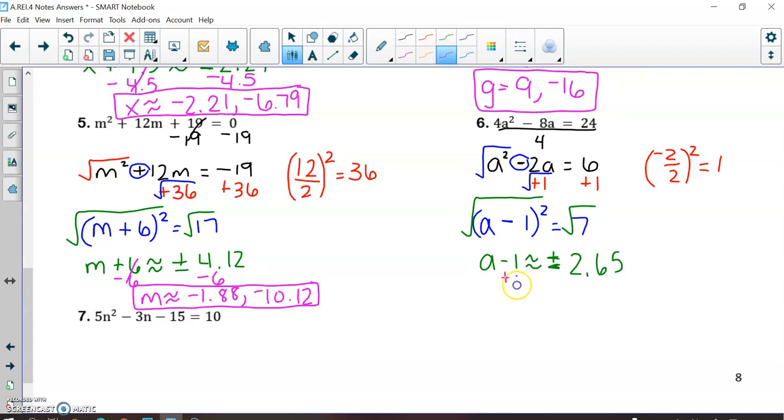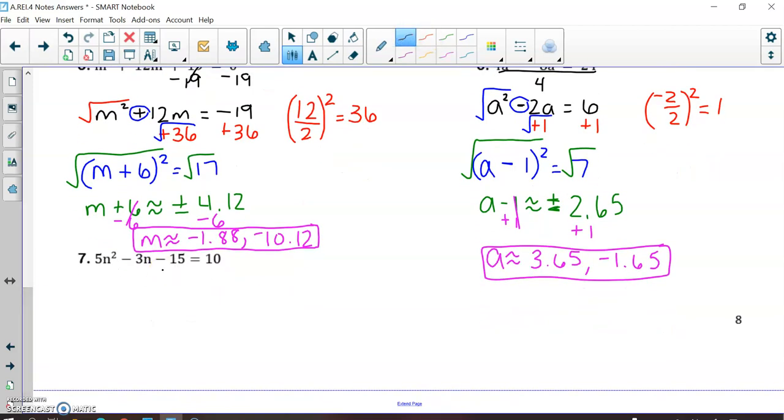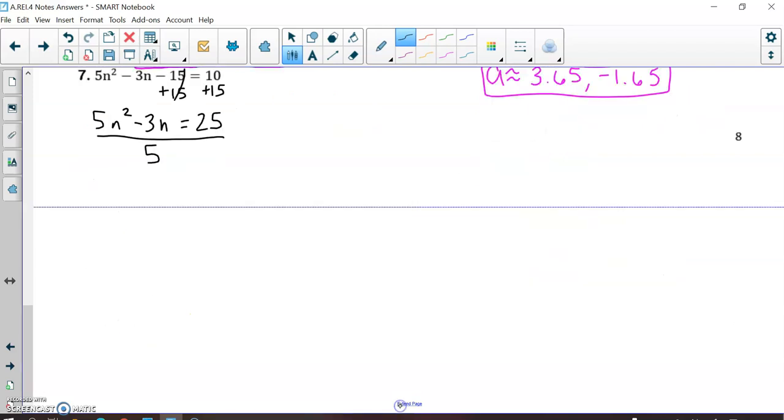So now I'm going to add 1 to both sides to isolate a, and I get a is approximately equal to a positive 2.65 plus a 1 is a 3.65, and a negative 2.65 plus a 1 is a negative 1.65. Moving on to number 7, we need to isolate our constant. So I'm going to first add 15 to both sides. I have a 5n squared minus a 3n is equal to a 25. My coefficient of n squared needs to be 1. So I'm going to divide everything by 5.